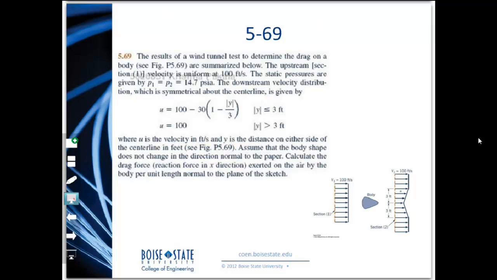You're asked to calculate the drag force, that is the reaction force in x direction, exerted on the air by the body per unit length normal to the plane of the sketch. Okay, since we don't really know the depth of the body, we are asked to compute it per unit length. Again, we need to come up with a control volume description to compute the force, which would be an external force acting on the control volume.